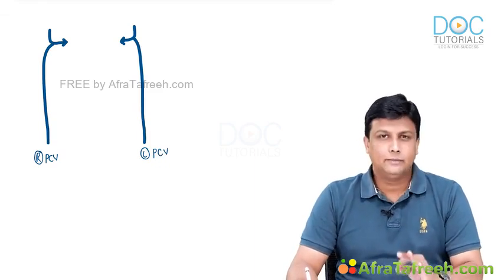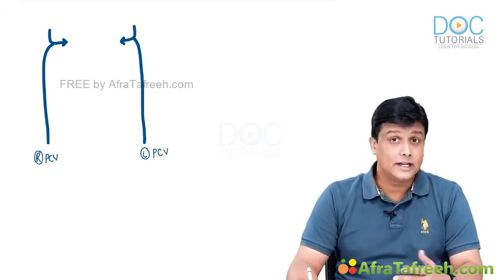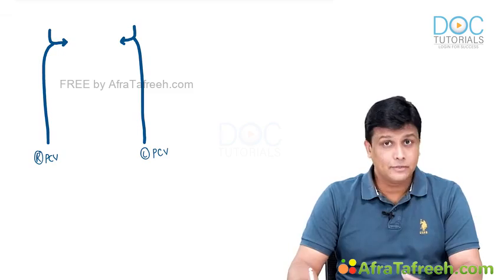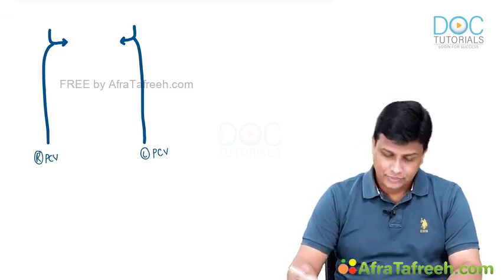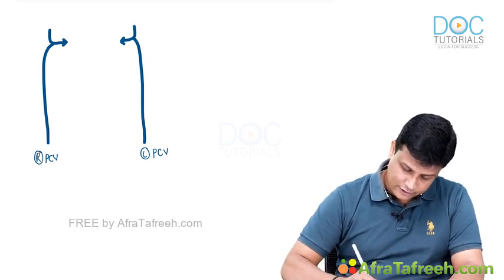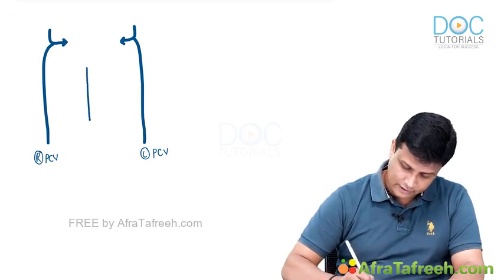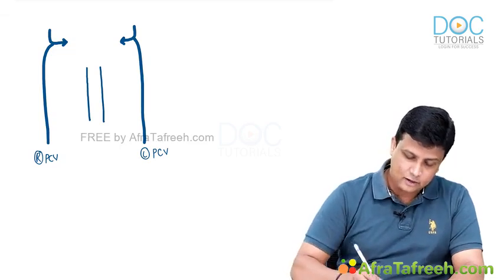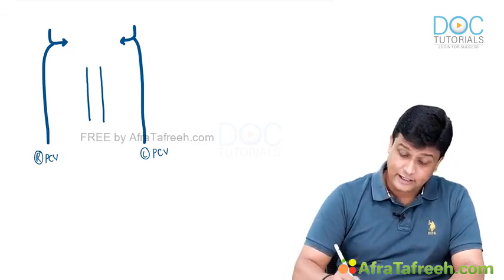Now during the development of this venous system, at the same time the kidneys are also forming there, and from the kidneys the blood has to be drained here. So there will be formation of another set of veins over here, referred to as the subcardinal vein. These subcardinal veins are going to drain the blood from the kidney.